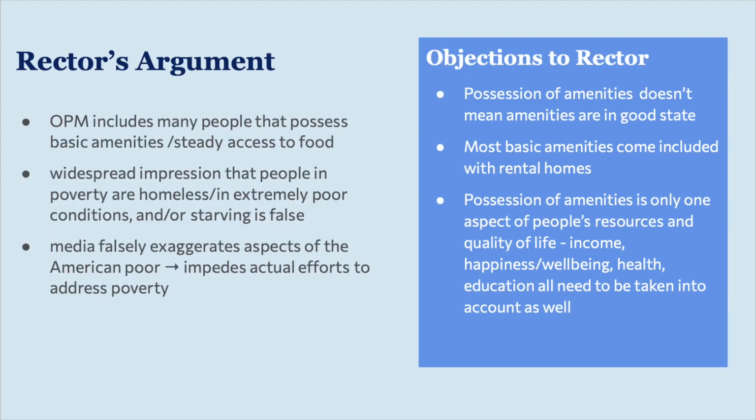Robert Rector, a leading authority of the Heritage Foundation, argues that the average poor person, as defined by the government, has a standard of living far higher than the public imagines. In Rector's analysis of the official poverty measure of the United States, he proposed the ideas that A, the OPM encompassed a vast amount of people that possessed basic amenities and steady access to food, B, that the widespread impressions of people in poverty as homeless and/or starving were false, and C, that the media falsely exaggerated aspects of the American poor, which impeded actual efforts to address poverty.